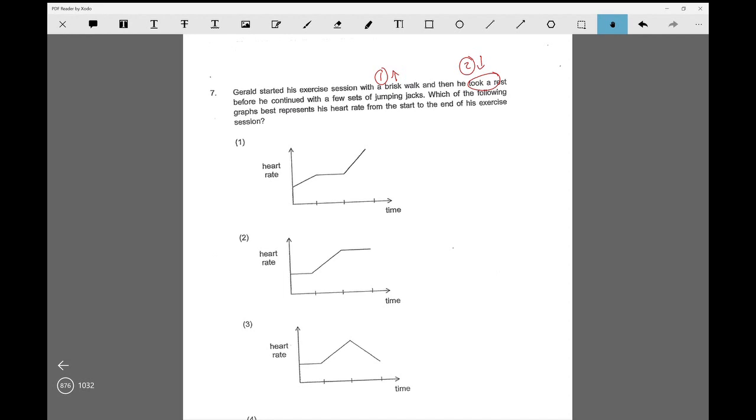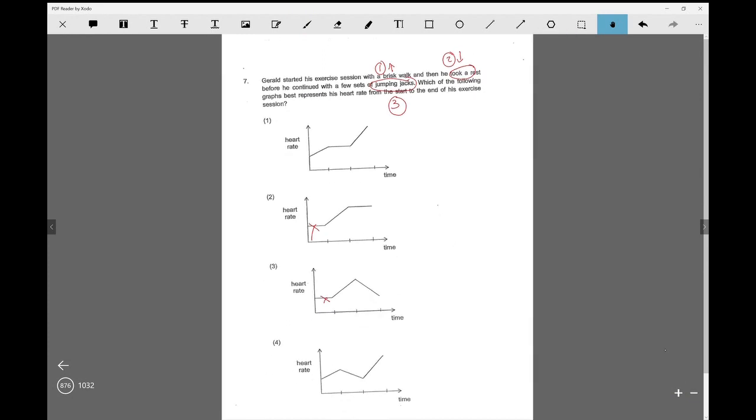Then after that, he continued with a jumping jack. Jumping jack is definitely more tiring than brisk walk, so it should rise even further. So first, like I said, the heart rate will go up. So this is out already, because it didn't go up. This one, both go up, so correct. Then when you rest, it should go down. When you rest, it should not stay the same. So this is out. Then after that, when you do jumping jack, it will shoot up.